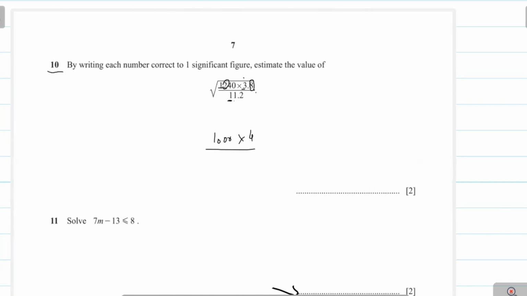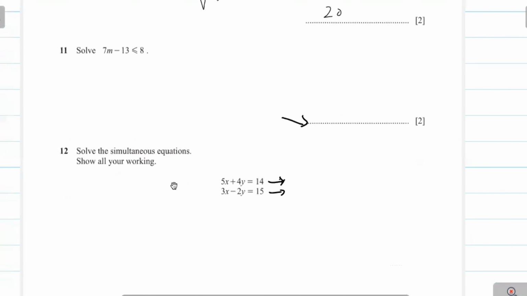This is 4. And next is 11.2. The first significant figure digit is 1. Next, we see the neighboring digit. This is less than 5. Therefore, we write 1 as it is, and 0 as a placeholder. And we will take the square root of this value. That's equal to the square root of 400, which is equal to 20. And this is the answer.